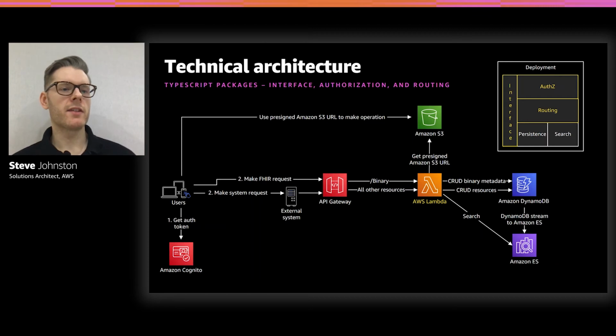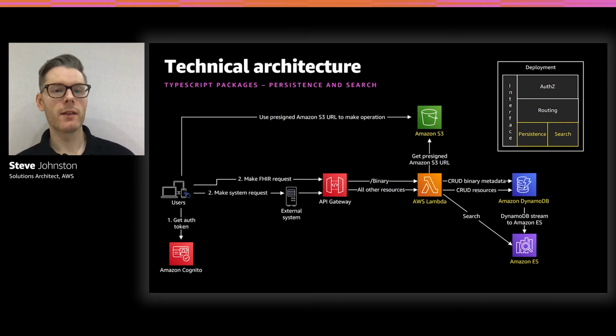Let's have a look at some of the other packages that fall within that. So we've got the interface package, which handles the configuration of the other packages. We have the authorization package, which deals with role-based access control. And we have the routing package, which holds the main FHIR server logic, which handles validation and the interactions with the persistence and the search packages. The persistence package handles operations with DynamoDB to store or to read FHIR data, and it deals with S3 for binary resources. The search package handles operations with Elasticsearch for search interactions.